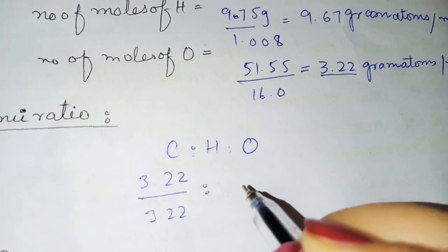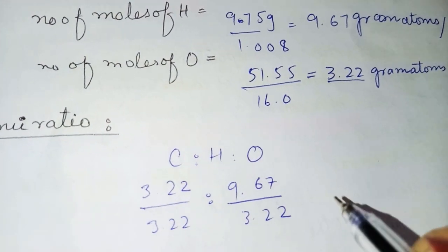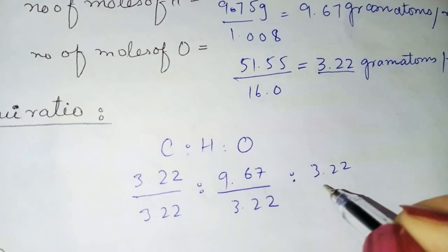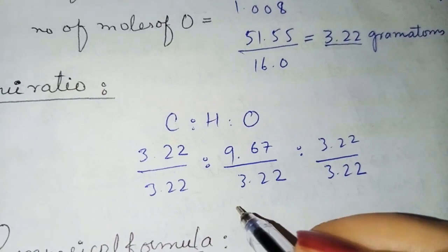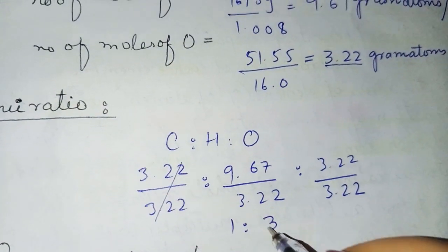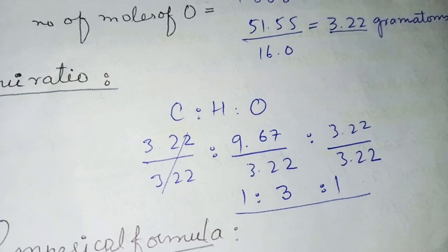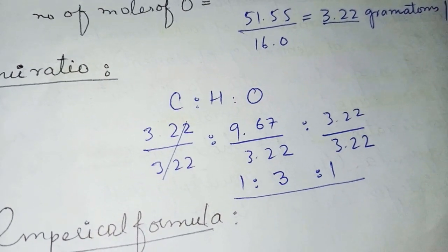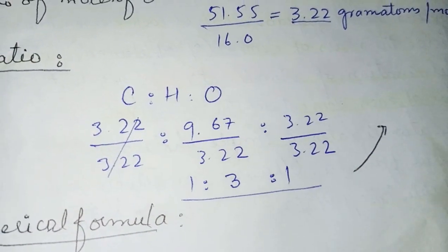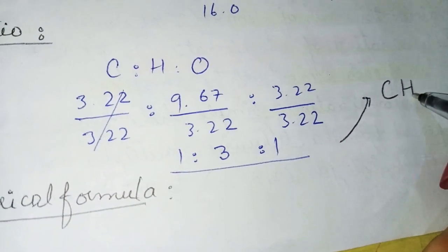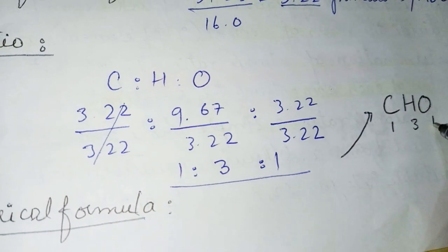Here you can see 9.67 divided by 3.22 and 3.22 divided by 3.22. It will give you the ratio 1:3:1. Now you can see these are simple whole numbers. So I told you before, if your atomic ratio is in simple whole numbers, that will be your empirical formula. So you got a subscript for C, a subscript for H, and a subscript for O. For C you got 1, for H you got 3, and for O you got 1.